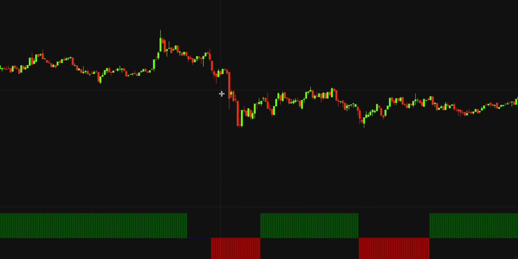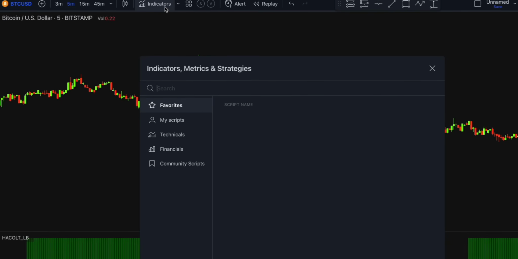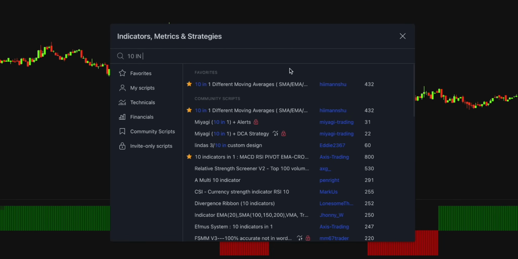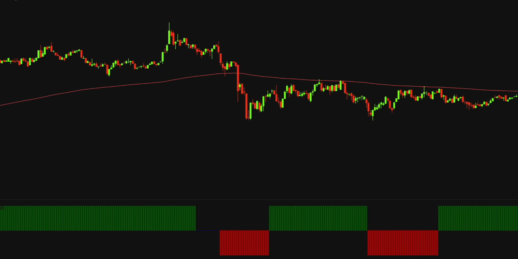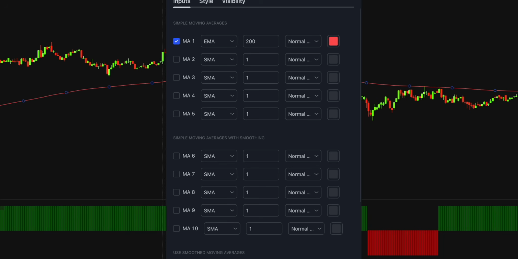As for the second indicator, we will add 10 in one different moving average. Hyman Shu created this tool. Next step is to open the indicator's inputs to add 2 more moving averages to the chart. The first MA will be set as EMA 200. The color will be dark gray.